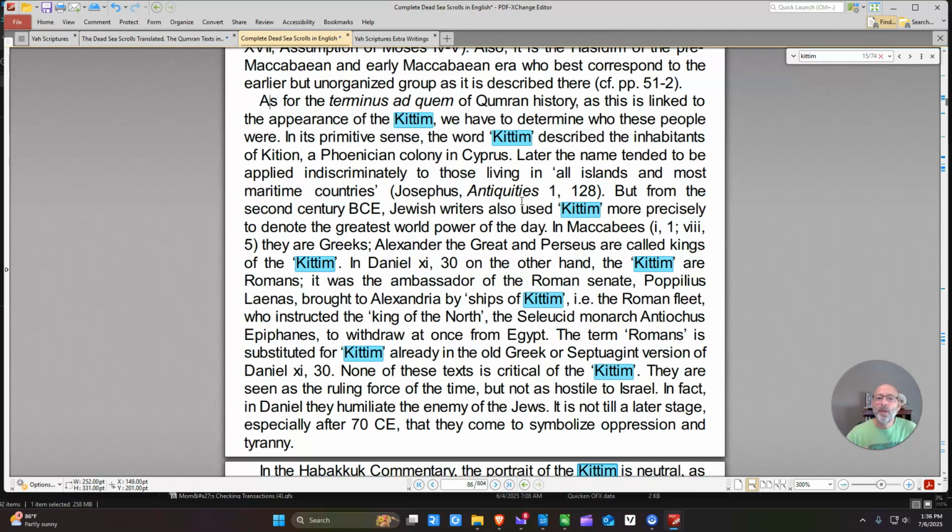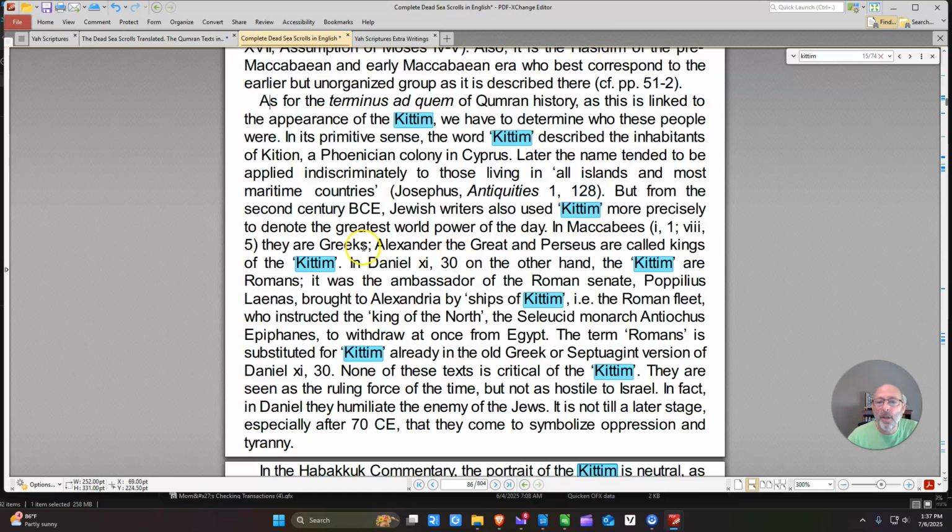Okay, so that would explain some of what's happening when we start talking about Kittim, because we would be talking about a specific people from a specific coast and specific land, but later they seem to be referencing something bigger than just people of that land. Let's continue. "But from the 2nd century BCE, Jewish writers also used Kittim more precisely to denote the greatest world power of the day." And that's part of where I'm headed here.